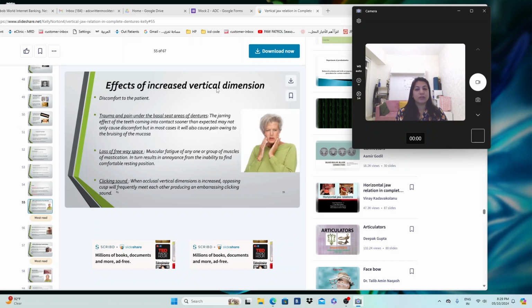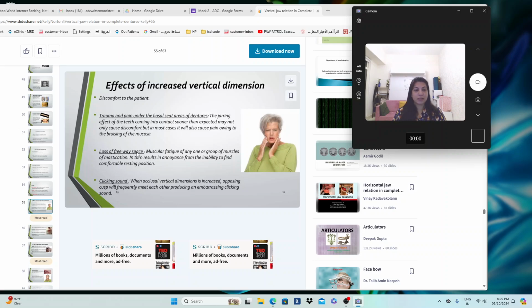So what will happen? First of all, there will be discomfort to the patient because the muscles are stretched. You cannot keep the mouth longer than what it naturally was. There will be trauma and pain under the basal seat areas of the denture. Where the denture is resting on the ridges, there will be trauma and pain, and that pain would gradually increase during the day, because at night the patient had removed the denture, so there is no pain. But in the morning he got up and wore it, so slowly the muscles started aching, and as the day progresses, you will get a question like this, that there is increased pain as the day progresses. Classical sign of increased vertical dimension, okay?